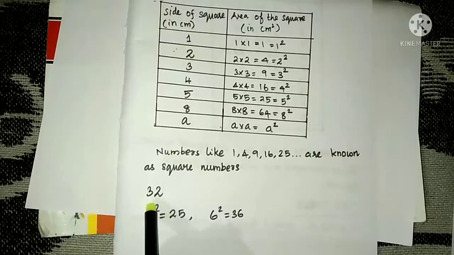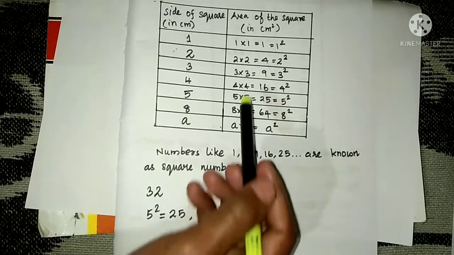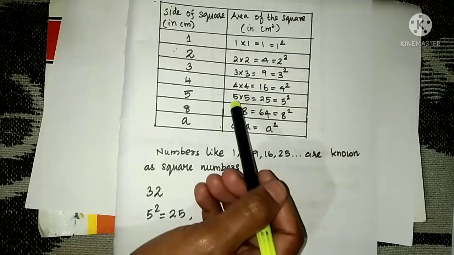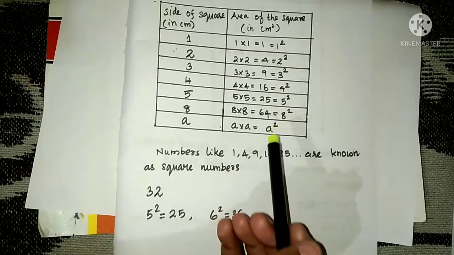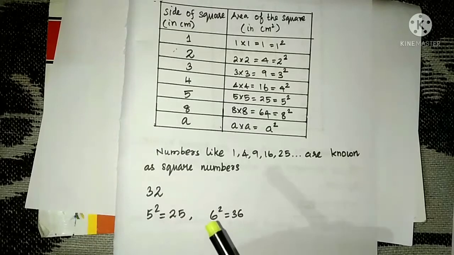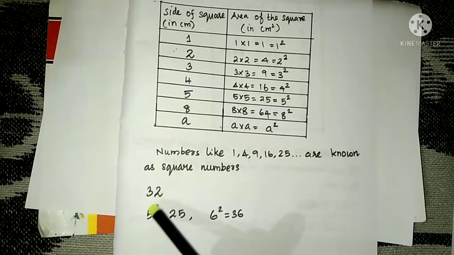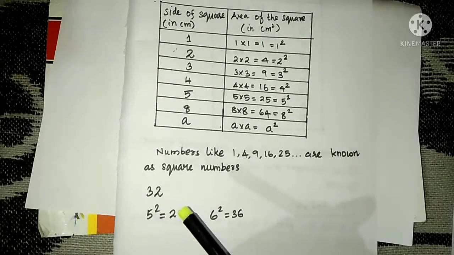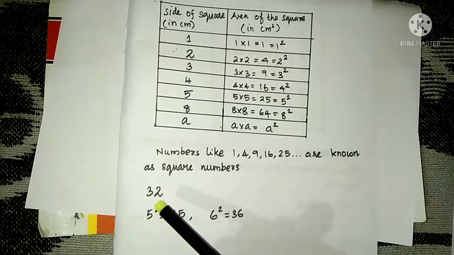Is 32 a square number? We know that 5 squared is equal to 25 and 6 squared, which means 6 into 6, is 36. If 32 is a square number, it must be the square of a natural number between 5 and 6. But there is no natural number between 5 and 6. Therefore, 32 is not a square number.